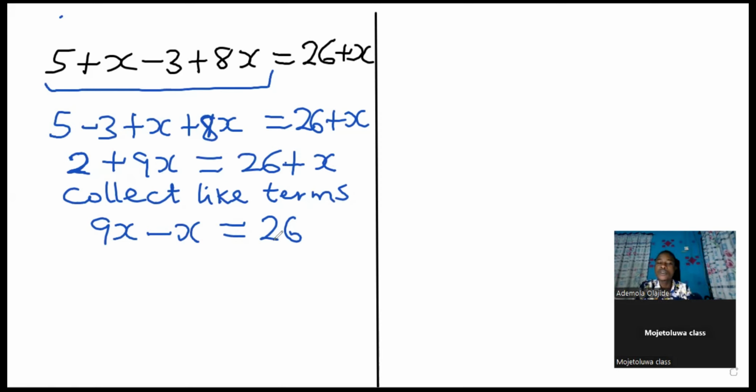I now say what figure are we moving to come and join 26 on the right side? What is coming to join 26 on the right? Okay. What is coming to join 26 on the right is, it is positive x.